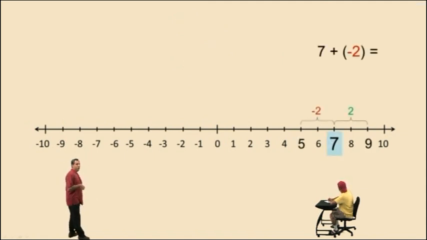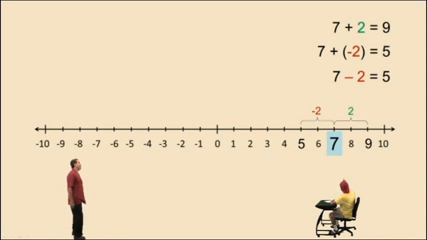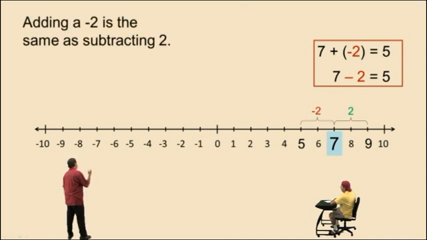So 7 plus a negative 2, we saw it was 5. Well, remember, 7 plus a positive 2 is 9. And 7 subtract a positive 2 is 5. And we just proved that 7 plus a negative 2 is 5. And therefore, look at these two equations here. Let's summarize it. We now see that adding a negative 2 is the same as subtracting a positive 2. So notice, your addition changes to the operation of subtraction, and the negative 2 changes to its opposite, which is positive 2. So there you go.